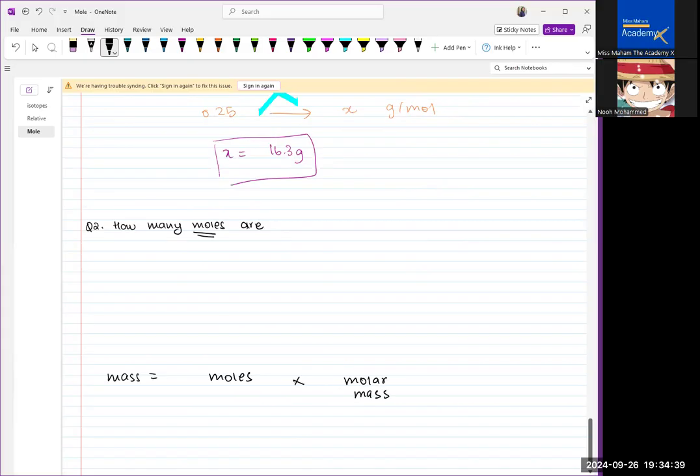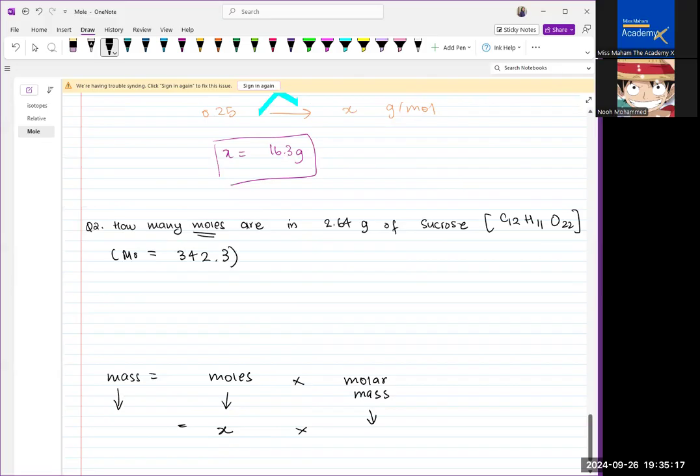Right? They're asking you how many moles. So moles is what you need to find out. Mass they've given in the question. Molar mass also they've given in the question. Just put in these values and calculate. Okay? So how many moles are there in 2.64 grams of sucrose? And sucrose ka formula is C12H22O11, and MR is also given, 342.3.